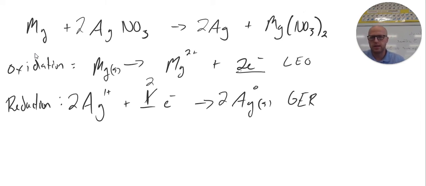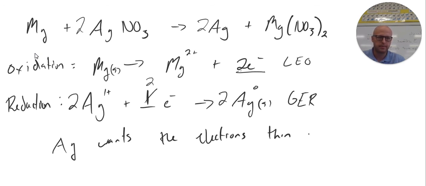Okay, so in this case, we could say, who wants the electrons more? Well, silver wants the electrons more than magnesium. So this right here is what drives this reaction up here. Silver ions are taking those electrons from solid magnesium, producing solid silver, and then leaving magnesium in a compound with nitrate.